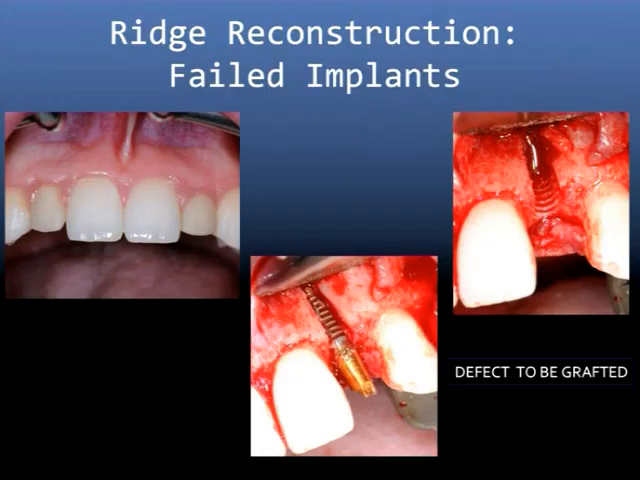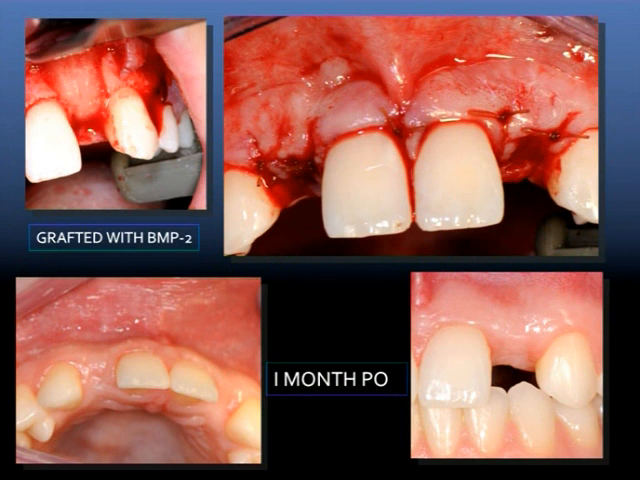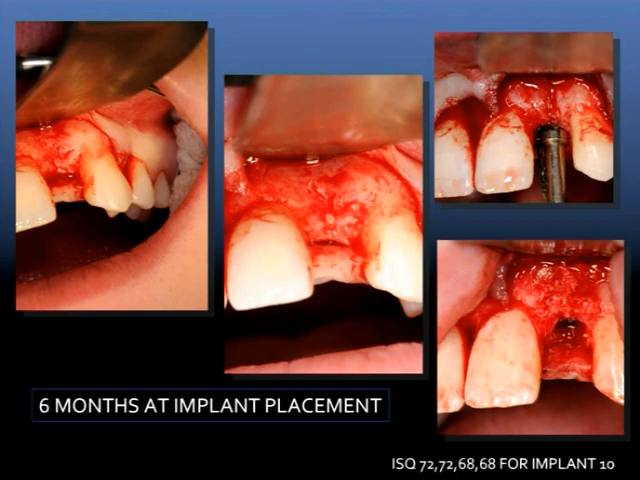Another case, which is a little bit more complicated, is the failed implant, which you recover, leaving you a defect, and the defect in this case is restored with the use of the BMP proteins and a protein sponge. And we get good healing at 1 month, and then we come back, and at 6 months we can place the implant, as we see here. So we wait the full 6 months. We see the ISQ readings of 72, 72, 68, 68.